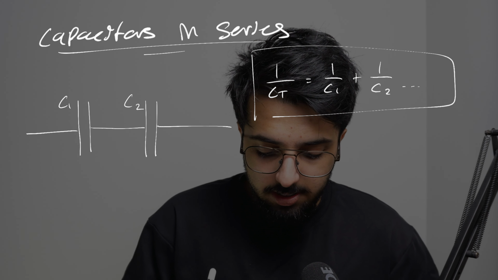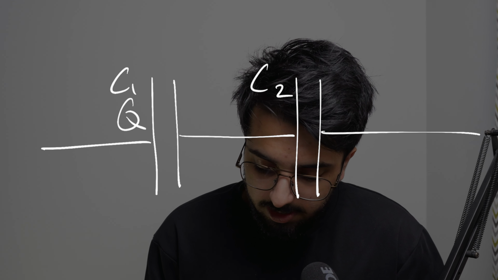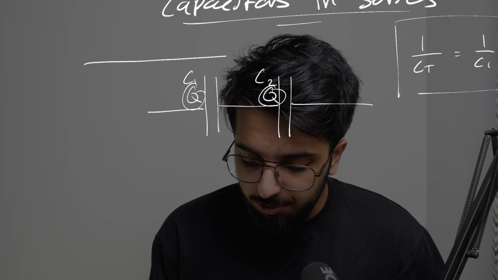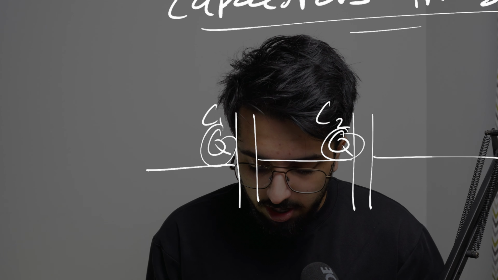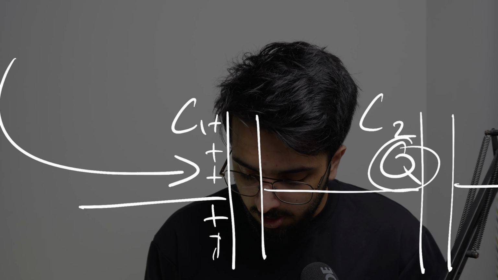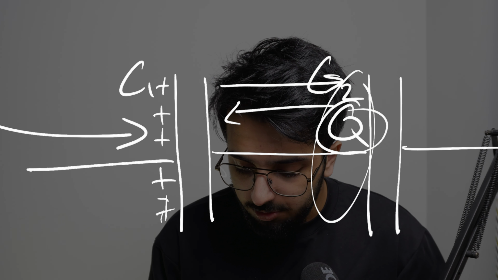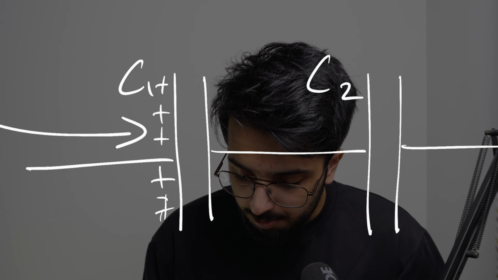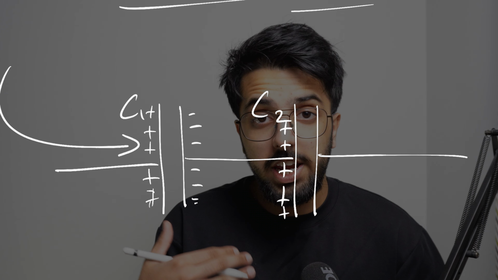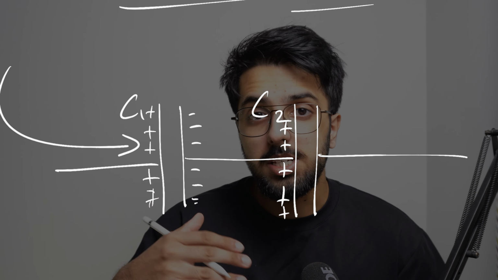Because these capacitors are in series, each capacitor must have the same amount of charge on them, which we can denote as Q. The reason for this is because there's only one pathway for charge to flow. When charge flows onto here, we're going to have an accumulation of positive charge over here, which is going to attract the negative charge from this side and push away the positive charge from this side. That results in some more positive charge being accumulated over here and negative charge being accumulated over here. That chain reaction continues down the line, and because the charge has nowhere else to go, the charge on each plate must be equal.